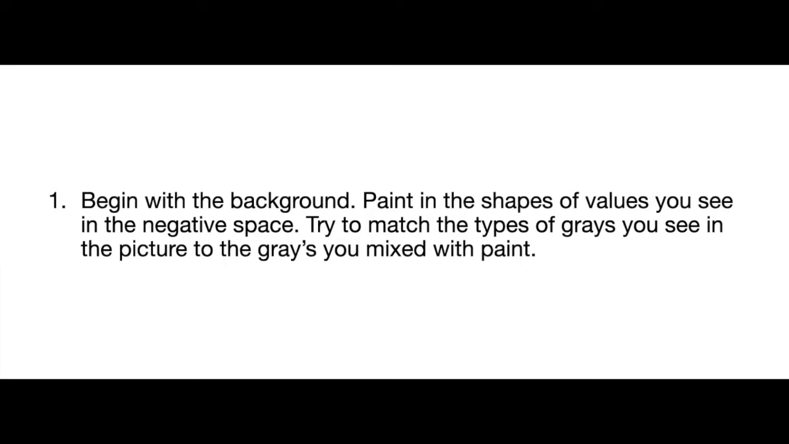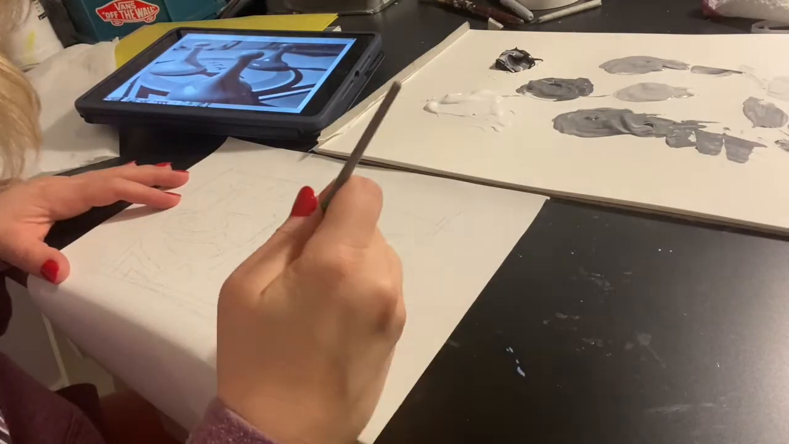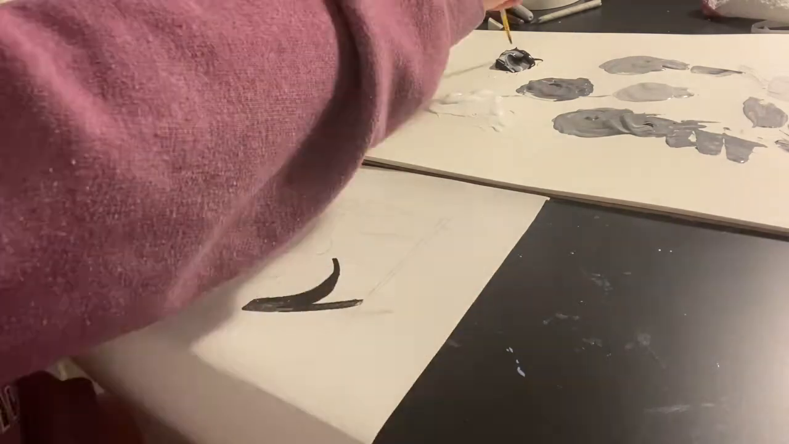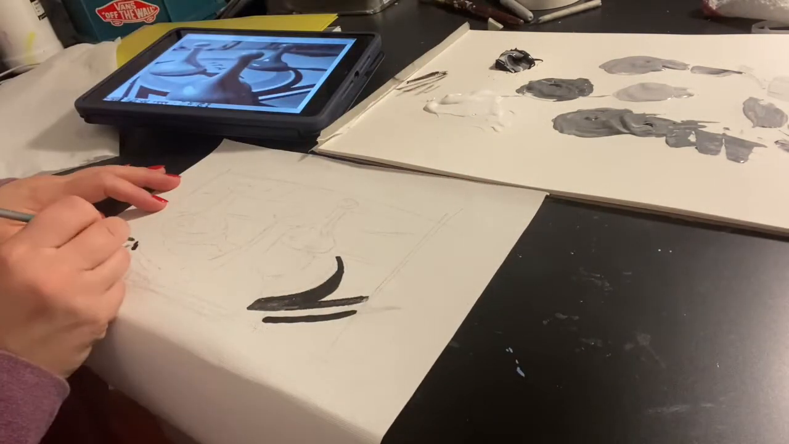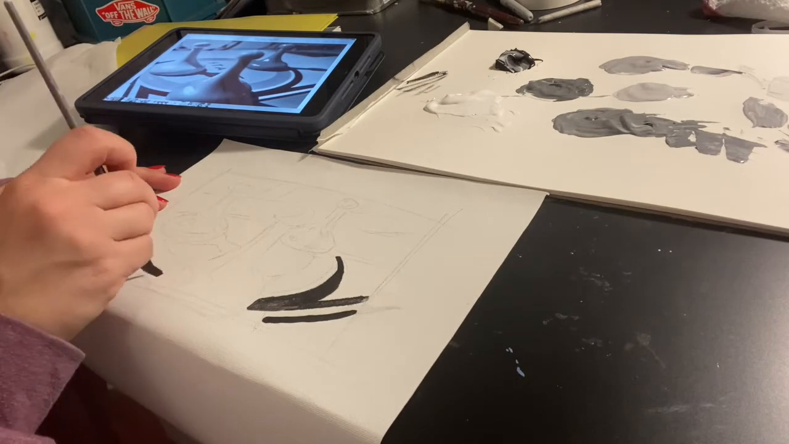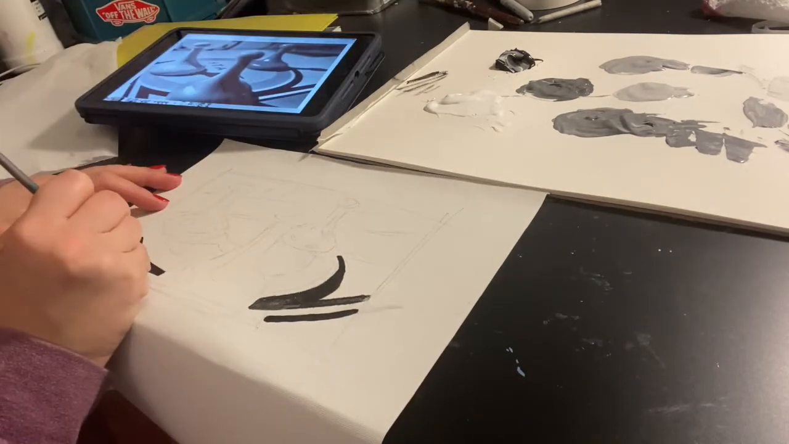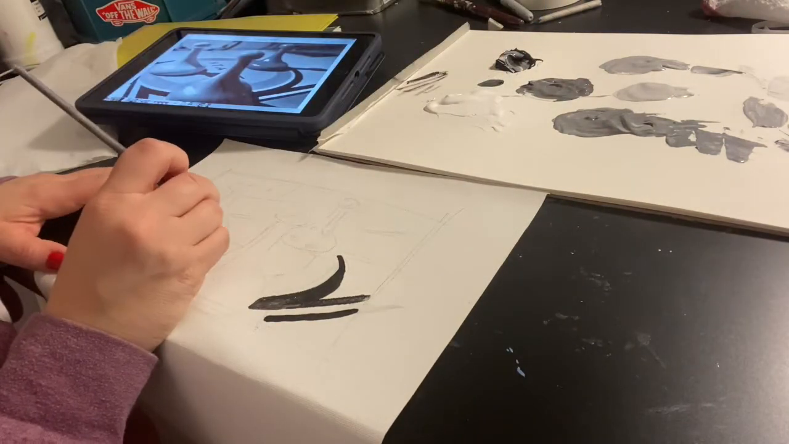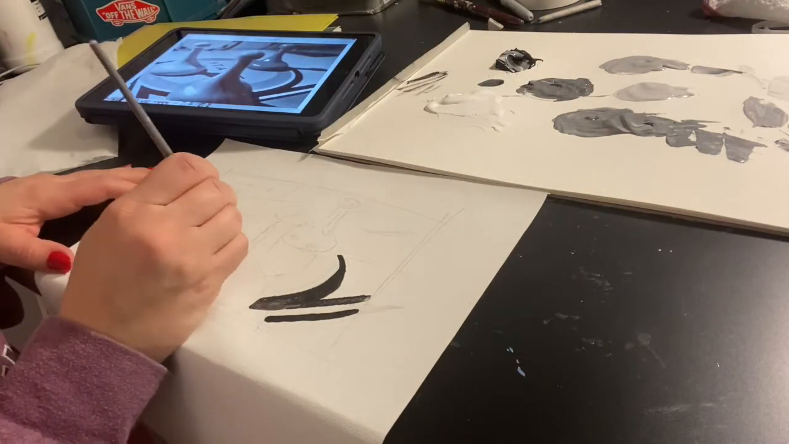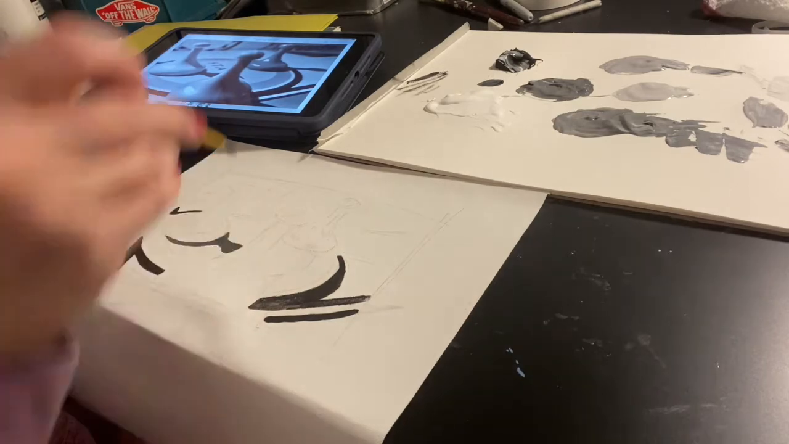Start applying your paint to the different shapes of values that you see in your background or negative space. Try to match the different types of gray you see in your picture to the grays that you created on your paint palette, and then you're just going to start filling in your shapes. So you could start with the straight black shapes that you see, and you can move into the next darker gray shapes and then keep continuing your way to the lighter values. You could paint this in any way that works for you.